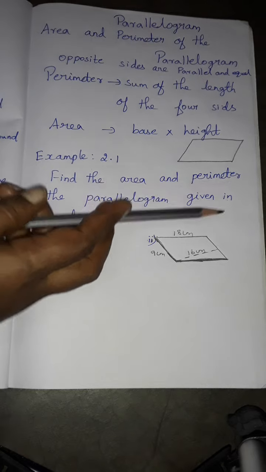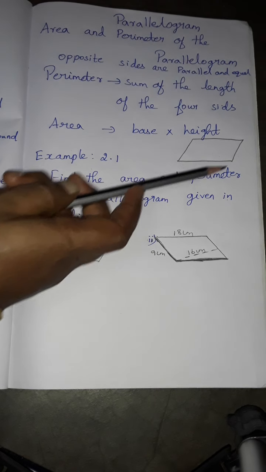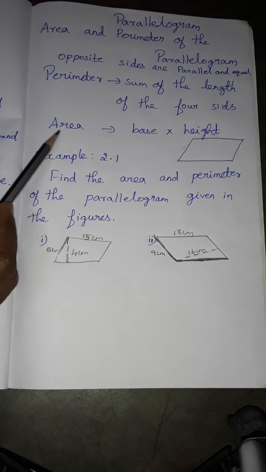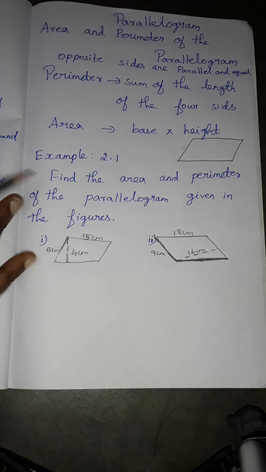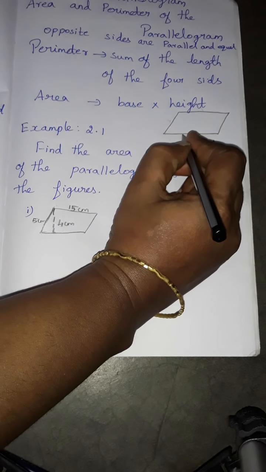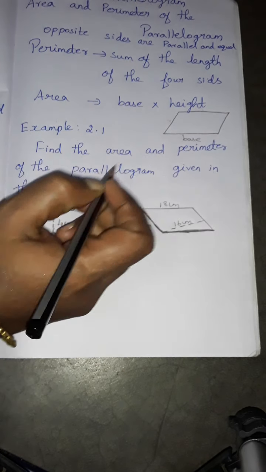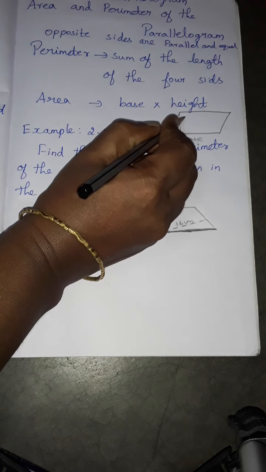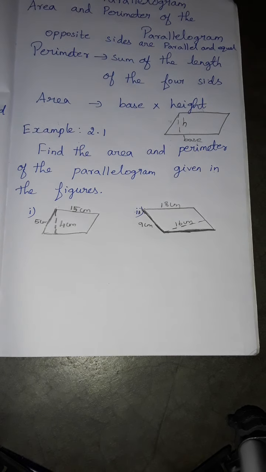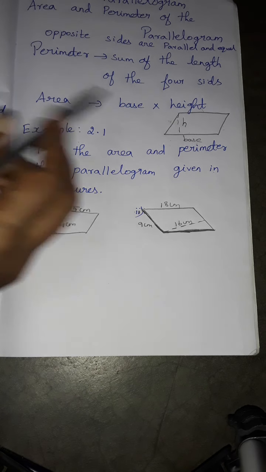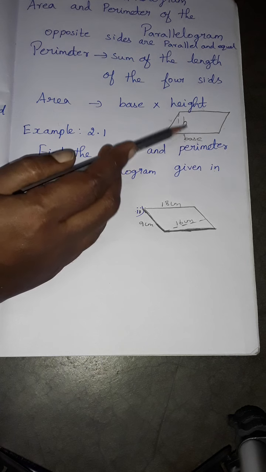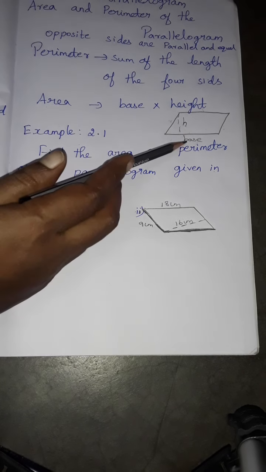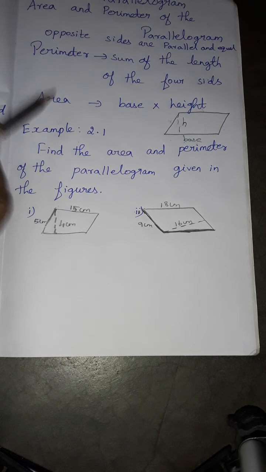If you want to find the perimeter of the parallelogram, you sum the lengths of the four sides. Area is base into height. This is the base of the parallelogram, and this is the height of the parallelogram. We multiply base into height, and that is the area of the parallelogram.